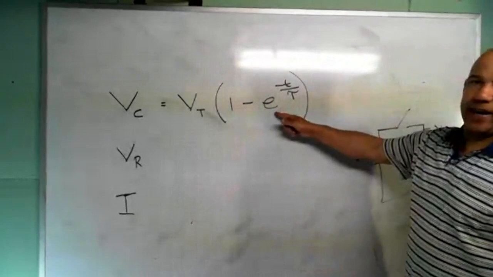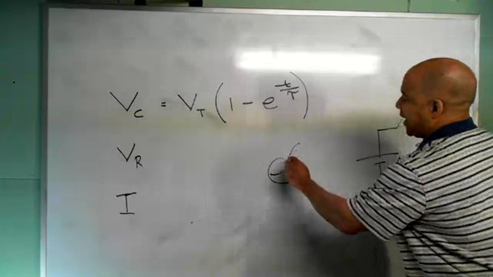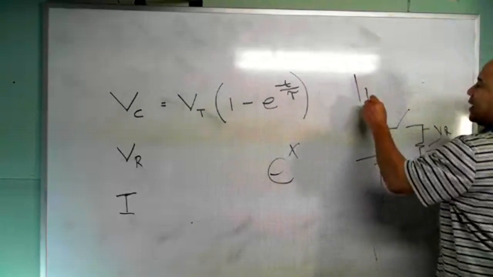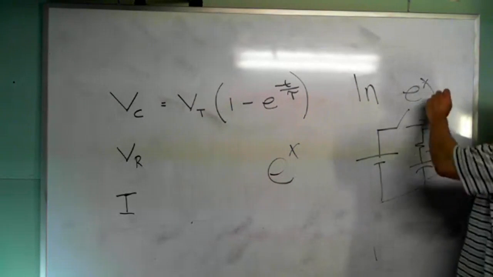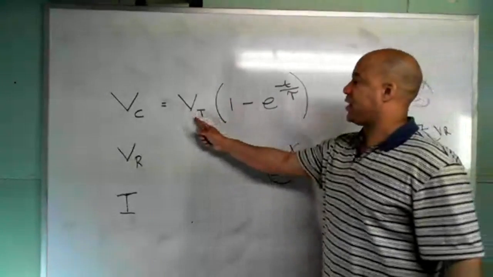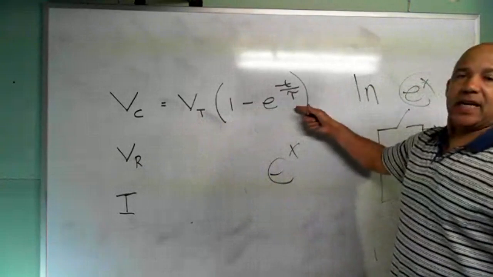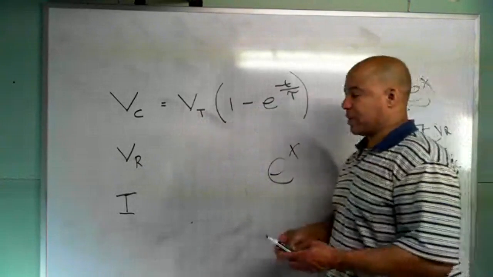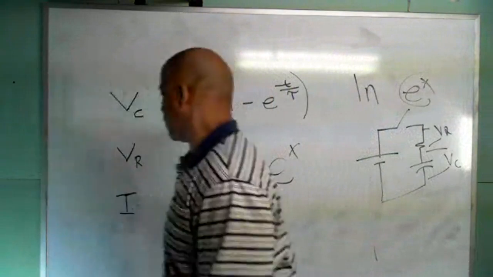Now this e thing, this is the e to the x. If you look on your calculator, you have an e to the x key. You should have an ln key, and near that, you'll see an e to the x key. So that's what that is, e to the x. So it's Vt times 1 minus basically e to the x. But again, we'll do some calculations with this next time, and I'll make it crystal clear. I just want you to get the equations.